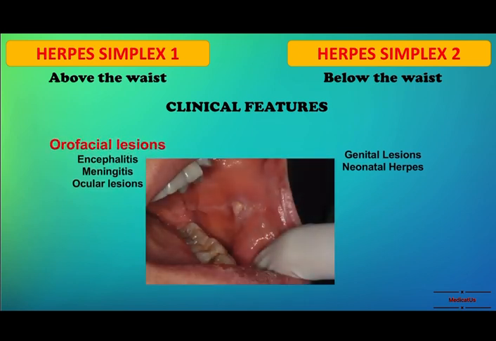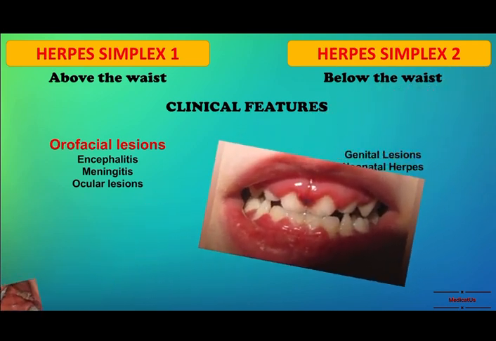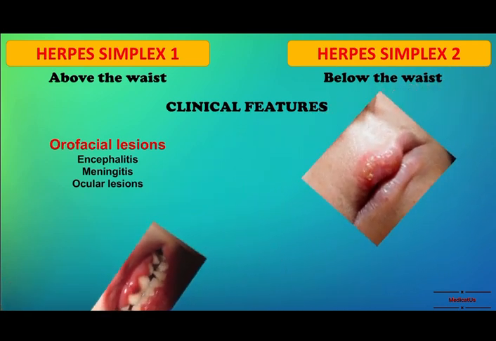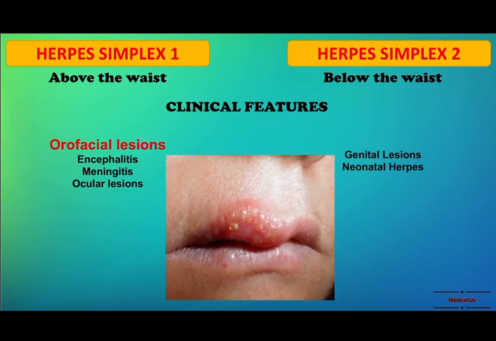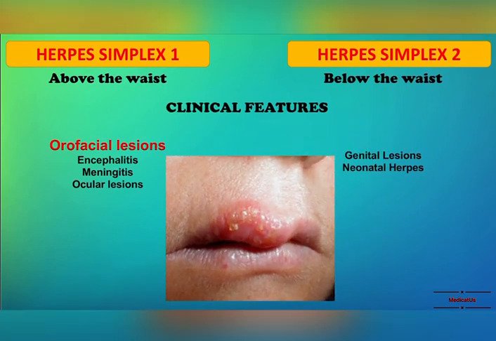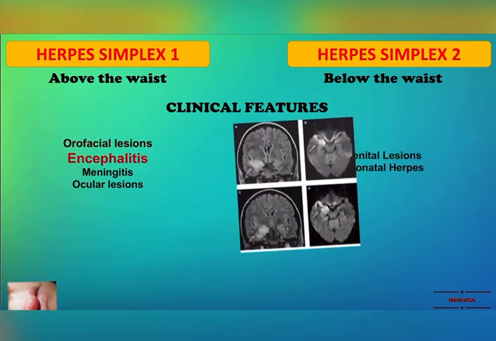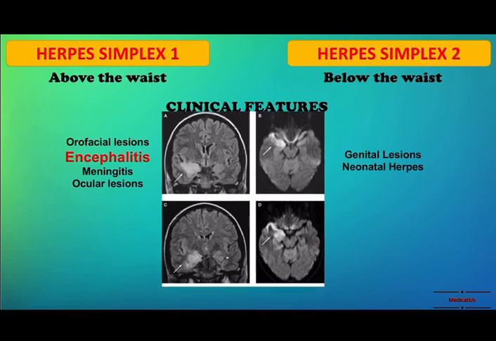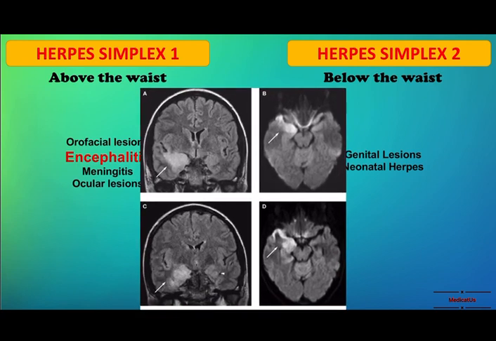Starting with orofacial lesions. The most common site is the buccal mucosa. The most common primary lesion is gingivostomatitis. The most common recurrent lesion is herpes labialis. Now about the encephalitis. Herpes simplex 1 is the most common cause of acute sporadic viral encephalitis, and it usually occurs in the temporal lobe, as you can see here.